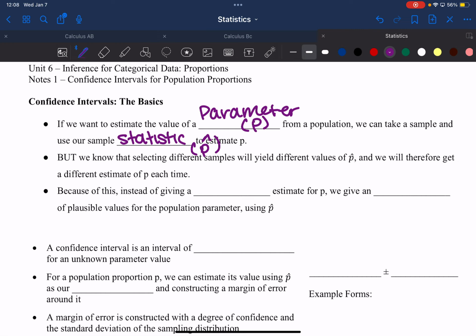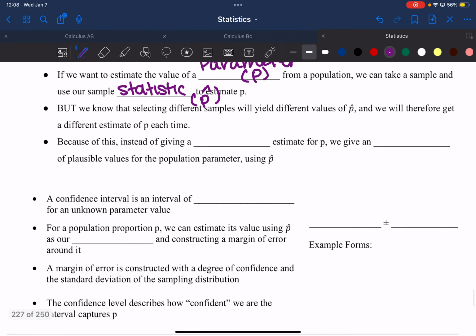It says we know that selecting different samples will yield different values of P hat, and we will therefore get a different estimate of P each time. So what this means is I did this 3 times in my 3 different periods, and we all got a different P hat value, which means when we were trying to estimate P, all of us were a little off. We were not exact.